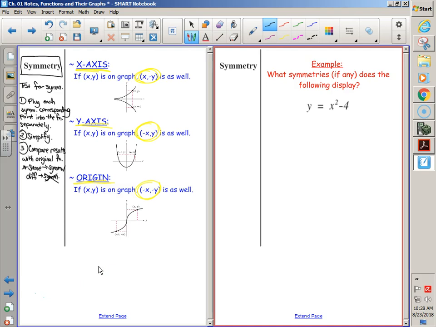So we have the function x squared minus 4. Some of you know that's a parabola shifted down 4. Maybe that gives you all the information you need to know about what symmetries it has or doesn't have. But for our purposes, there are way more complicated graphs than this. So we're going to use this easier example to test out our method over here. Okay? So we're going to test for x-axis symmetry, y-axis symmetry, and origin symmetry.